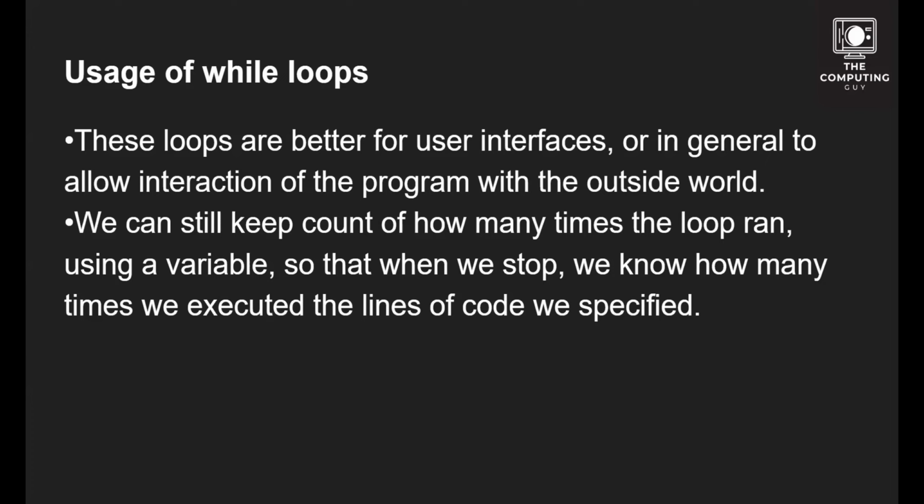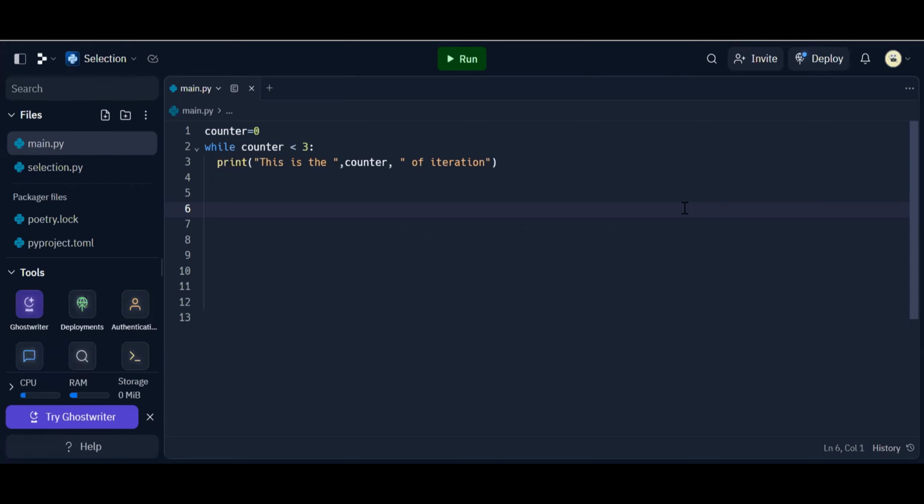So now let's look at some examples of while loops being run in Python. We're now going to be looking at some examples of a while loop and how they work.